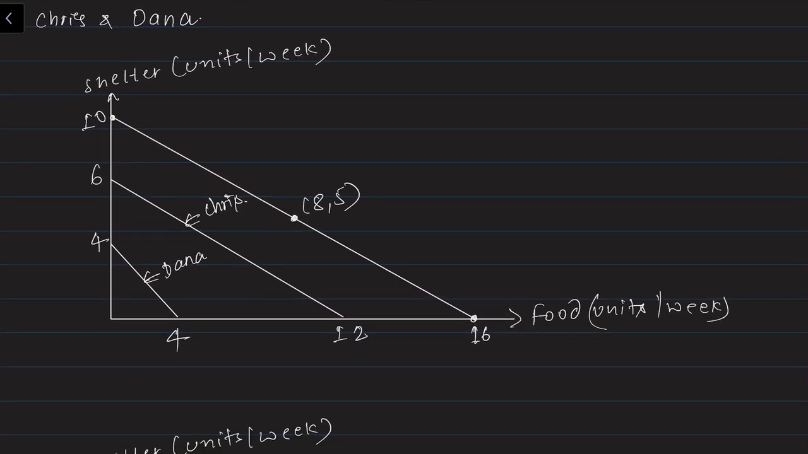Let's say the total amount of food production, if they work together, is 16, that is 4 plus 12, right? The 4 and 12 are the individual production, and if we just add them, we'll get the production if they work together, so that is 16. And for the shelter, if we add 6 and 4, we'll get 10 units of shelter production. If we just connect these 2 points, we'll get a straight line. But is this the PPC? Is this the PPC for a 2-person economy?